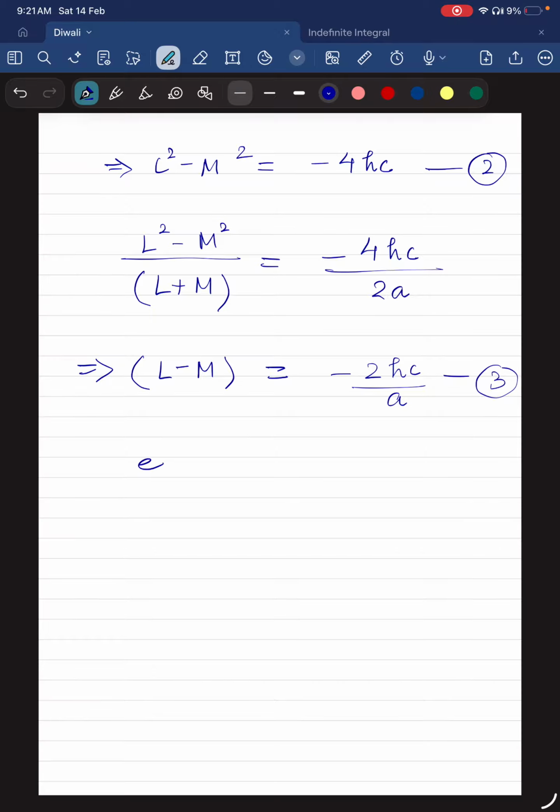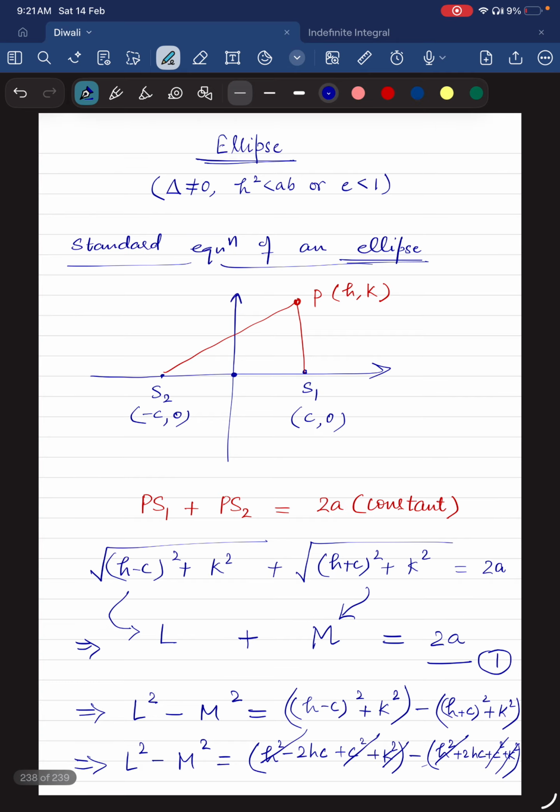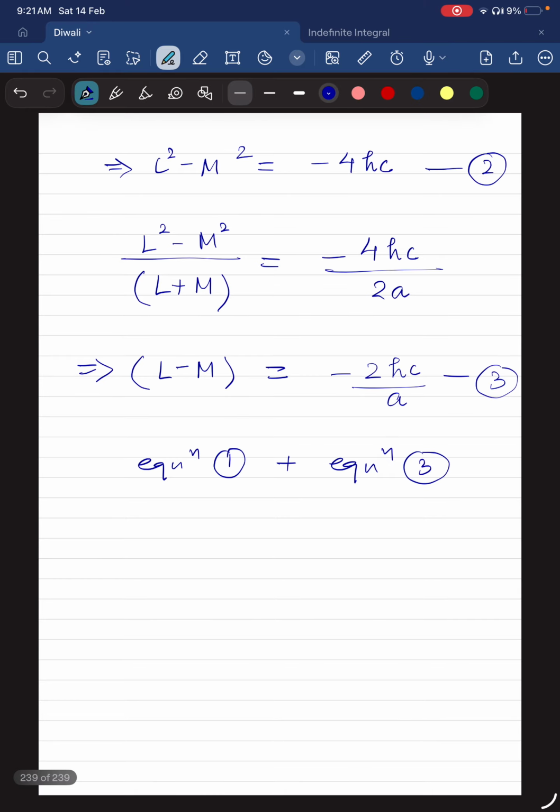Now I'm adding equation 1 and equation 3. Equation 1 is L plus M is equal to 2a, and equation 3 is L minus M is equal to minus 2hc by a. So when I add these two, I'll be left with 2L, because M and minus M would get cancelled out. So finally it is 2a minus 2hc by a.